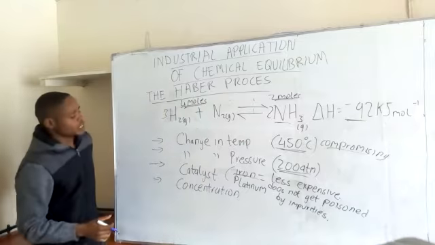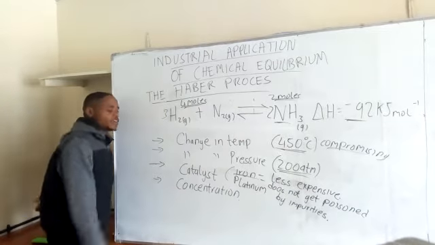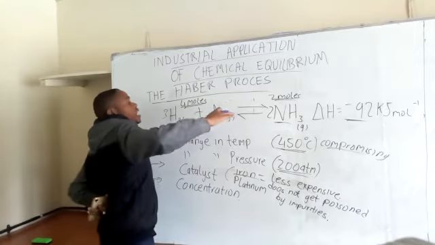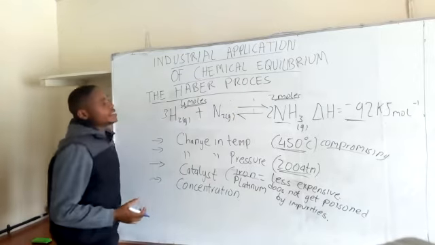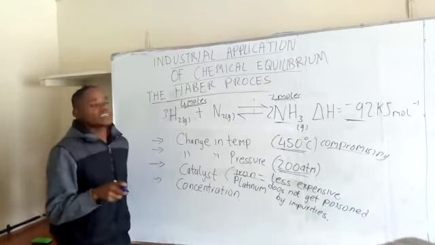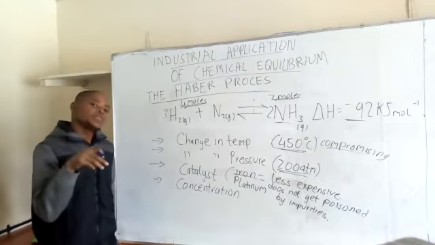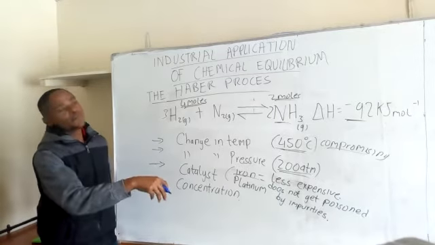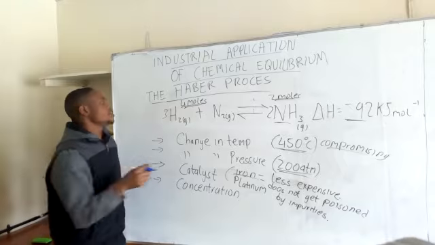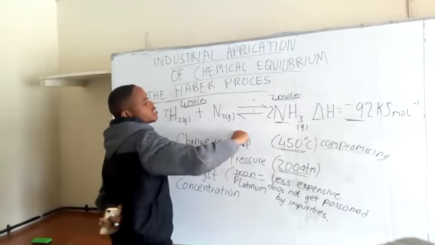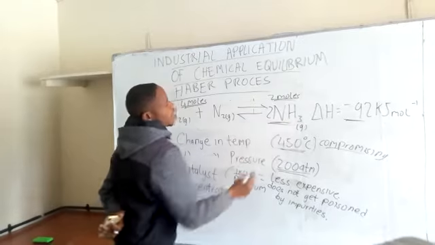Then another factor that is used to ensure that the forward reaction is always favored is by constantly removing the ammonia gas from the system. So immediately the ammonia gas is prepared, it is immediately removed from the system. So the forward reaction must always proceed to produce more ammonia.